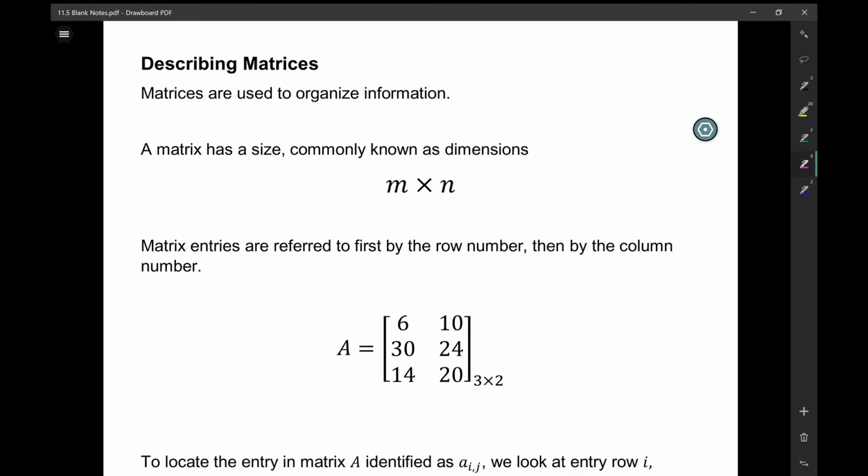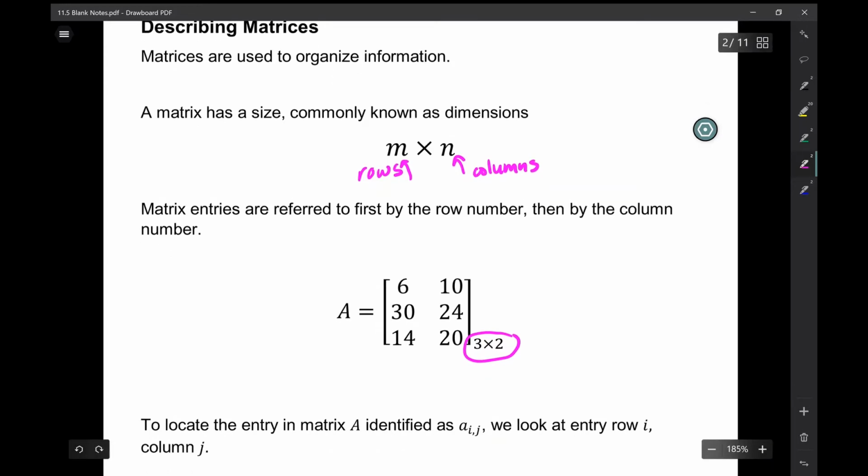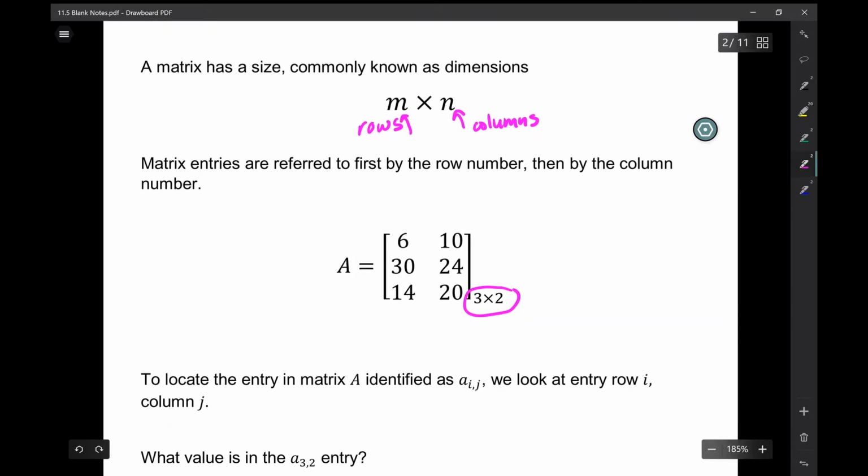So let's look at this example matrix that we have down right here. This is matrix A. It is a 3 by 2 matrix because it has 3 rows, that's the first number, and 2 columns. 3 by 2. So we always refer to it first rows and then columns. To index a particular entry, we just identify the entry as the row number and the column number. So for example, if we wanted to look at A sub ij, we would look at row i, column j.